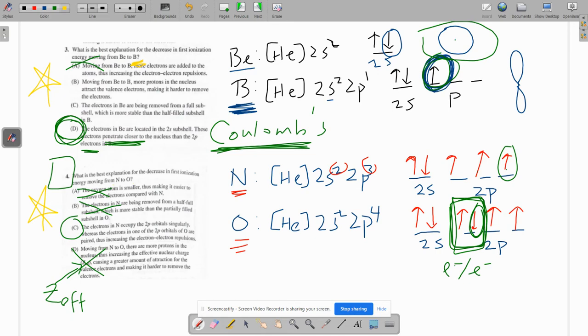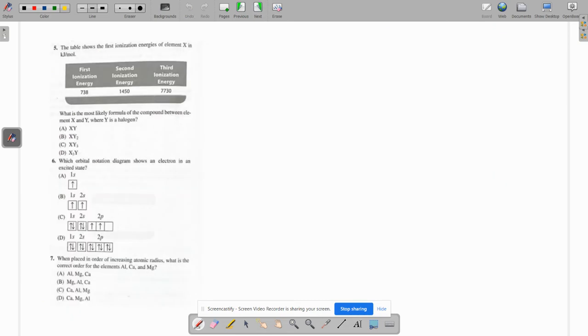And same thing with nitrogen to oxygen. So oxygen is where the exception is, but sulfur, selenium, tellurium, all the way down that column might see a similar phenomenon. All right, so those are those exceptions. Good. Let's move along.